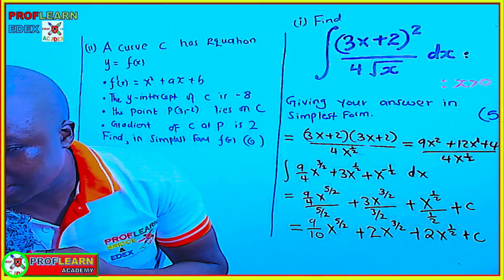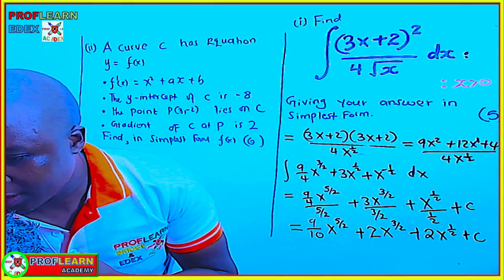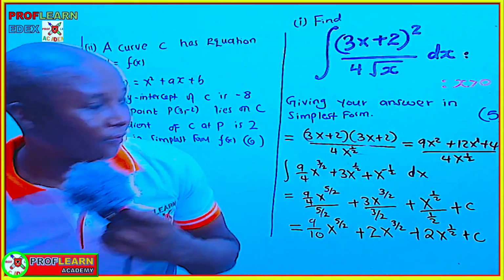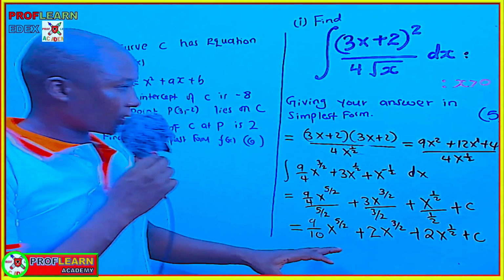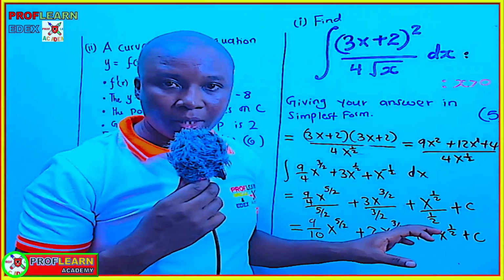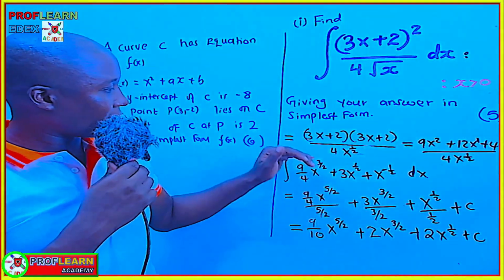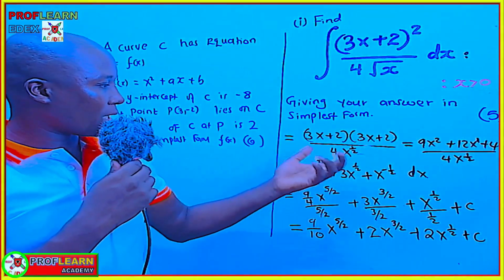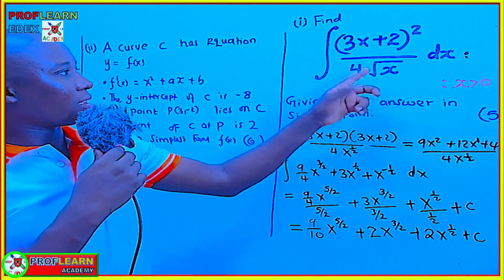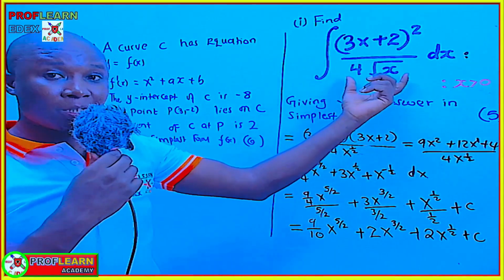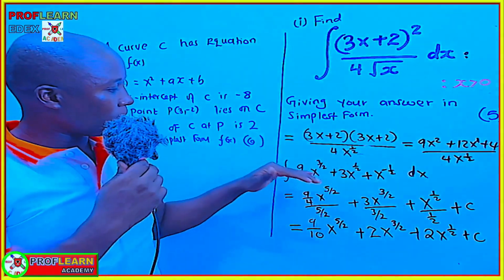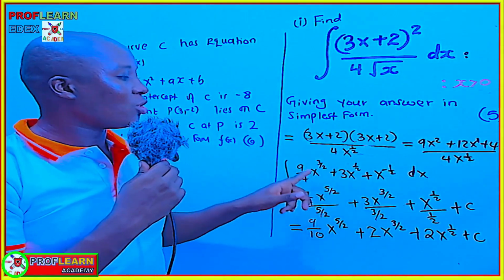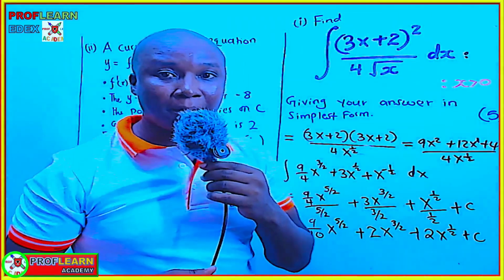So this is the exact expression we were expected to have as far as this question is concerned. For P1, you need to understand how to integrate where you have a fraction and an expression like this: expand and then simplify to have a simplified expression. Then you start the integration term by term.